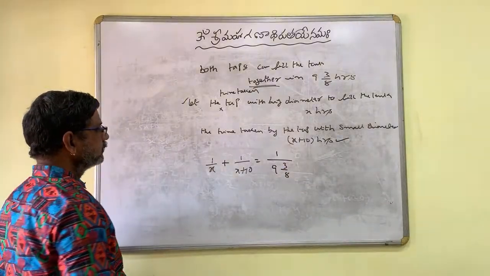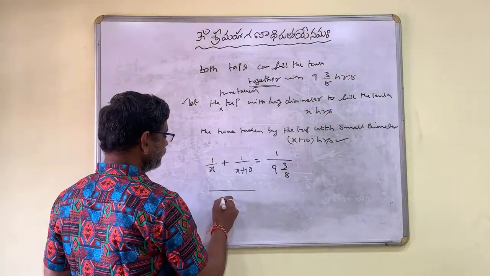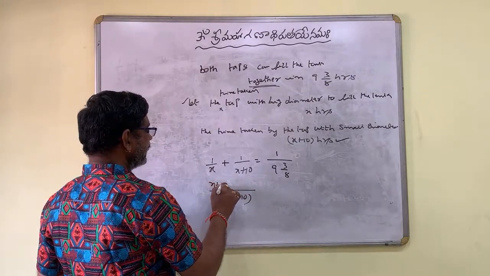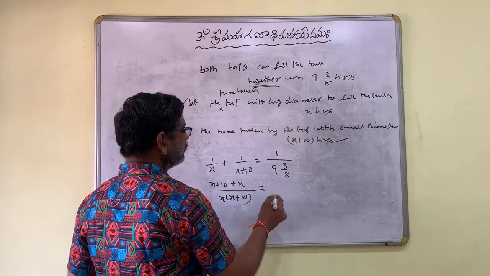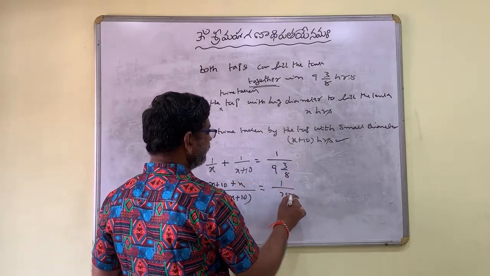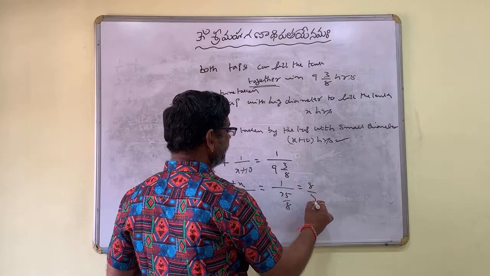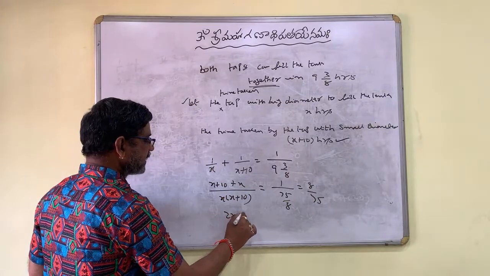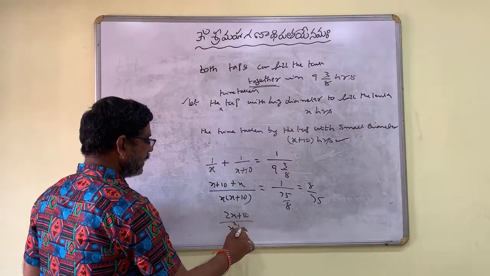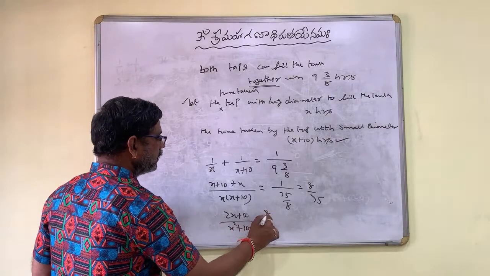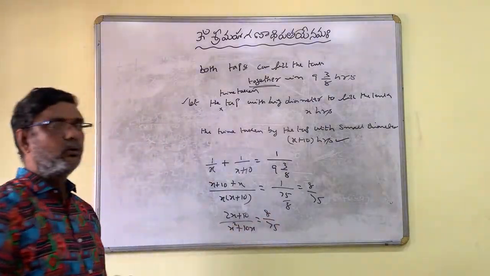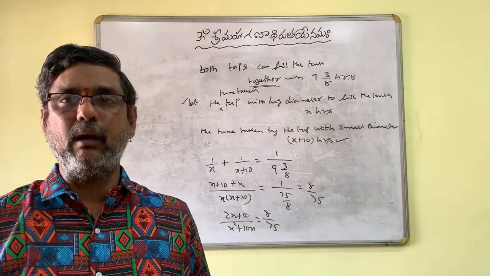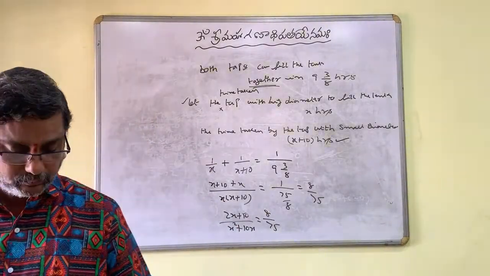Okay na? Now simplify this. Take LCM. X into x plus 10. So here x plus 10 plus x is equal to 1 by 75 by 8. It becomes 8 by 75. Now 2x plus 10 by x square plus 10x is equal to 8 by 75. Do cross multiplication and you will get a quadratic equation, and apply quadratic formula to find out x values.